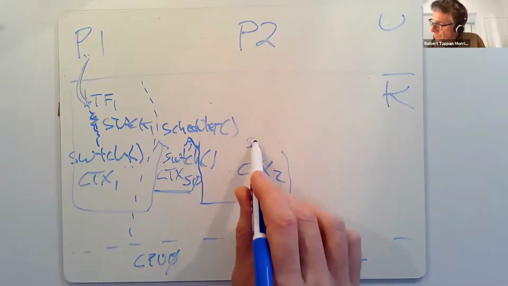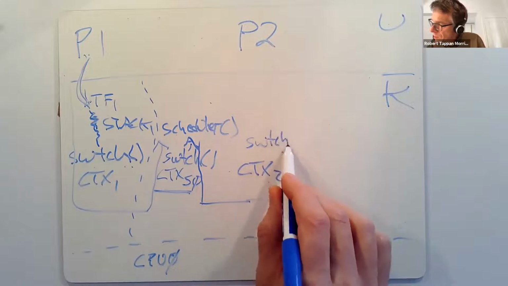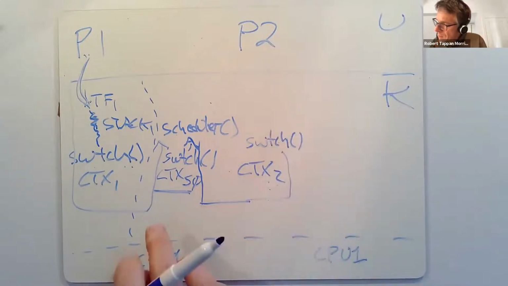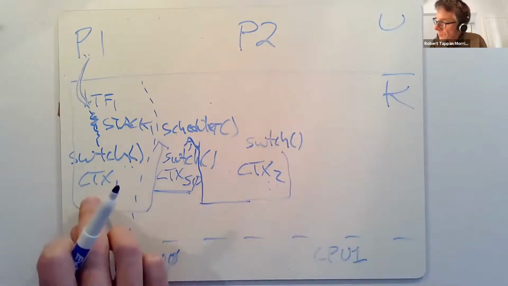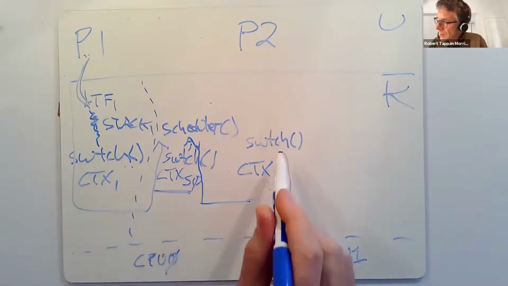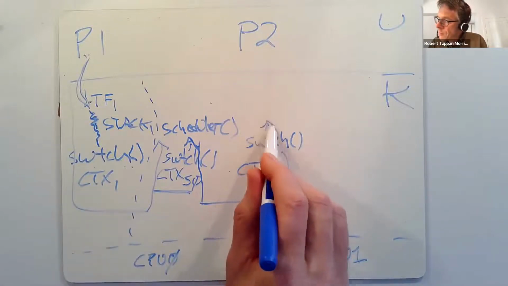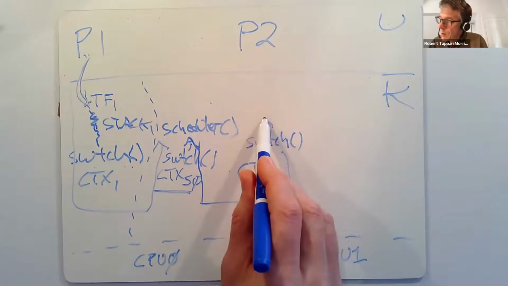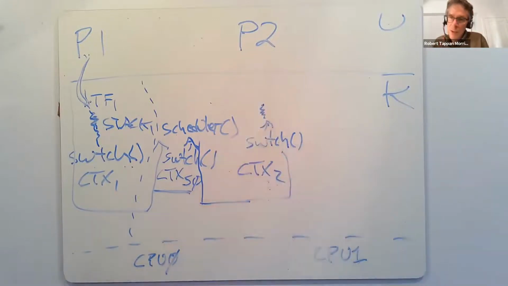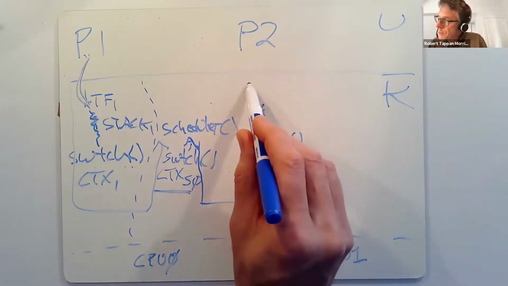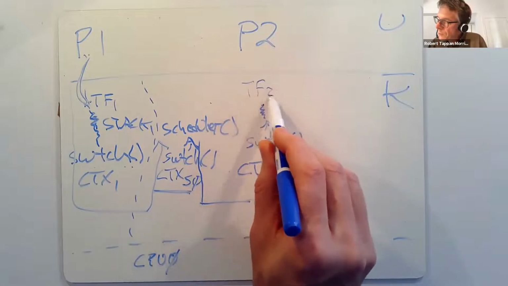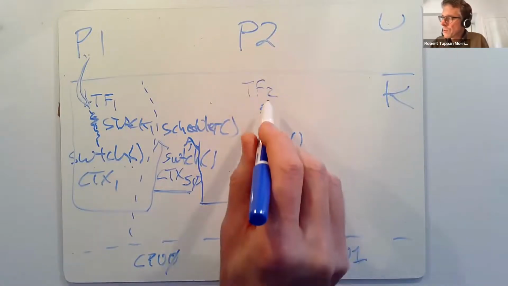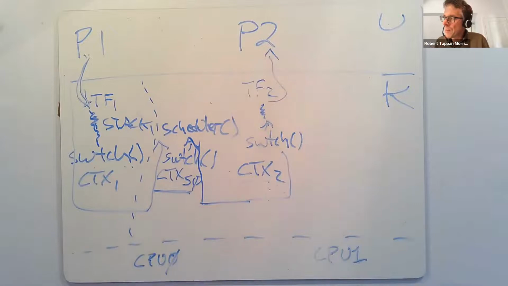Process 2 will have made a previous call to switch to switch to the scheduler thread, just like process 1 did when it left off. That call to switch will return to whatever system call or interrupt process 2 was in. When that's finished, there will be a previously saved trap frame for process 2 that'll contain user registers. Those will be restored and will return back up into user space.